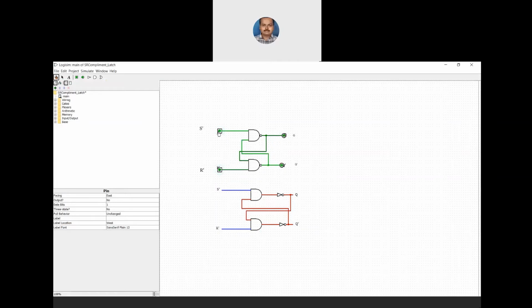And now, S bar is 1 and R bar is 0. The normal output is equal to 0. Irrespective of the previous state, the output will always be equal to 0 if S bar is equal to logic 1 and R bar is equal to logic 0. Right? Have you understood this one? So this is about the S bar R bar latch.